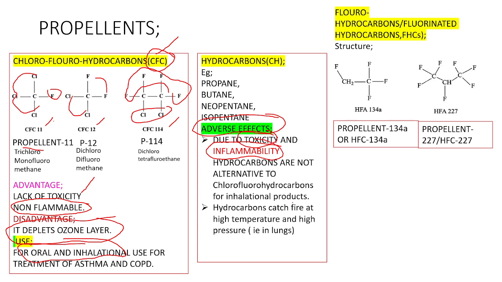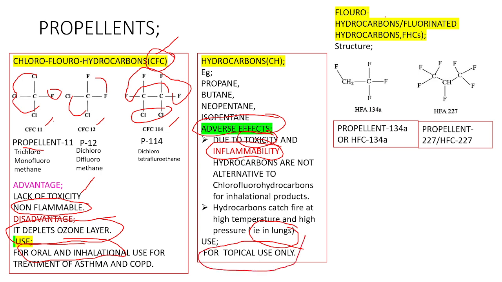These hydrocarbons will catch fire at high pressure and high temperature, especially in the lungs, where there is high pressure. So it will cause a burning sensation within the lungs. Hence, these are the disadvantages: flammability and toxicity are associated with hydrocarbon propellants. That's why we can use these propellants only for topical purposes.